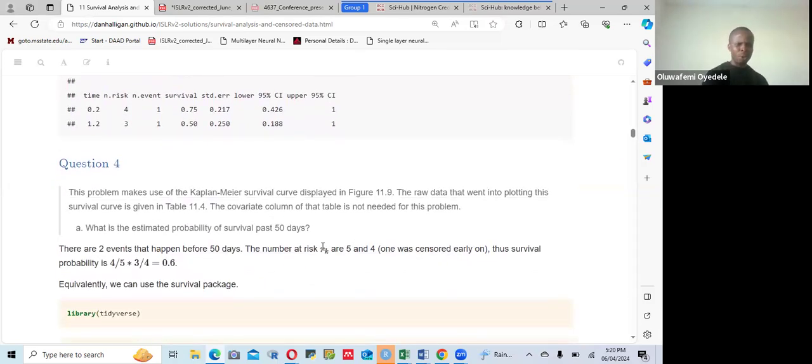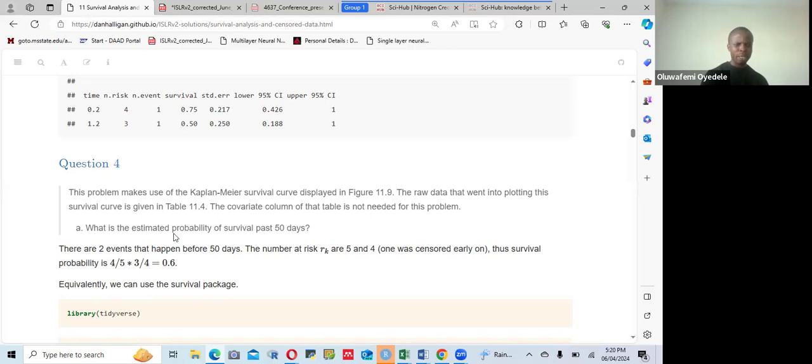So question four says this problem makes use of the Kaplan-Meier survival curve displayed in figure 11.9, and the raw data that went into plotting this survival curve is given in table 11.4 of the chapter. The covariate column of that table is not needed for this problem.